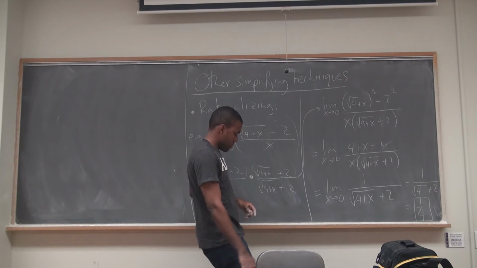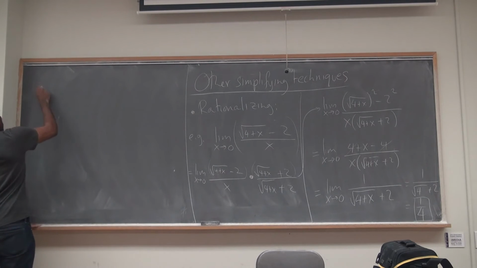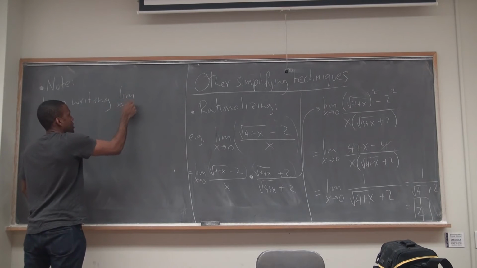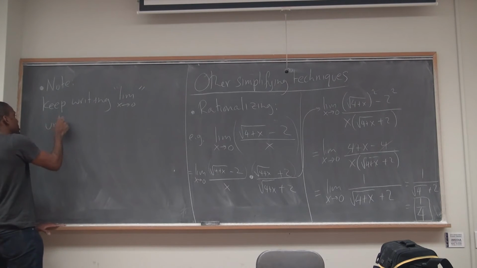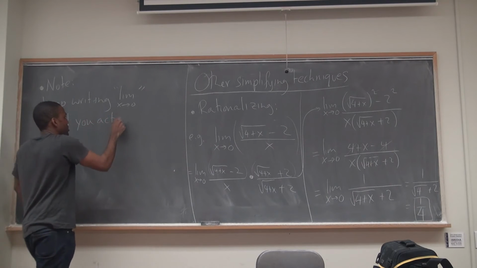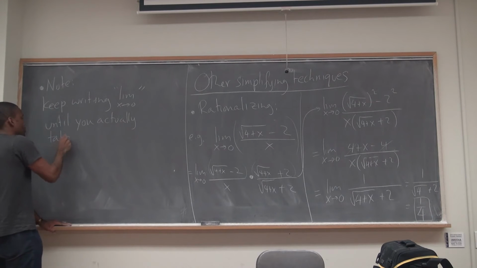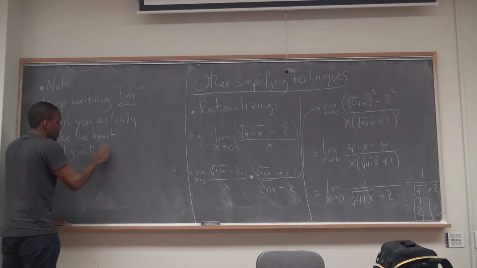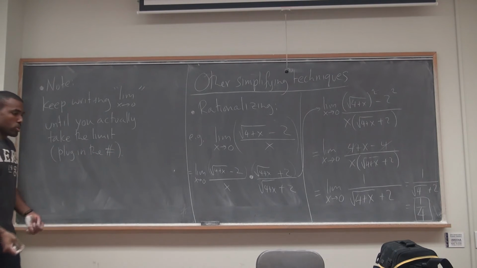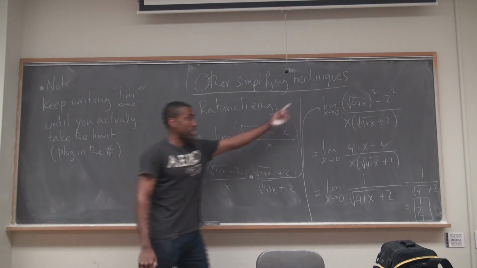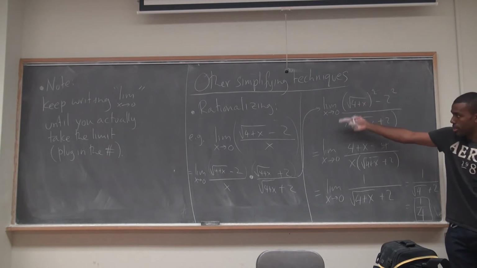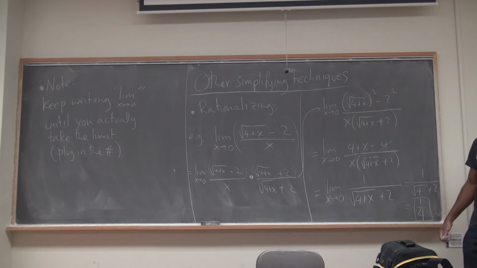That's kind of it. Note, keep writing the limit until you actually take the limit. By that I mean plug in the number. So the easiest limits are the ones where we can just plug in the number. If I can't just plug in the number, what I try to do is simplify so that I can just plug in the number. Until I get to that point, I keep writing limit, limit, limit. Until, okay, now it's okay to plug in that number.